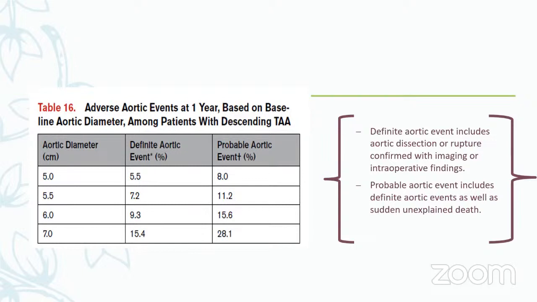And if the aortic diameter increases up to 7 centimeters, the definite aortic events increase to 15%, and the probable aortic events increase up to 30%. That's why they chose this threshold for the intervention.